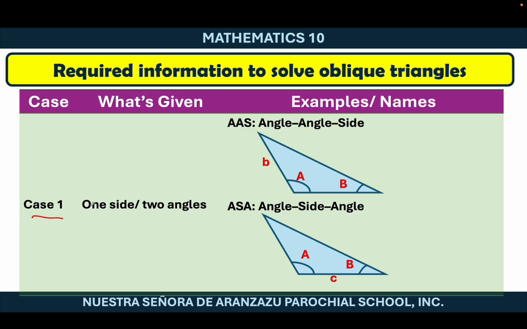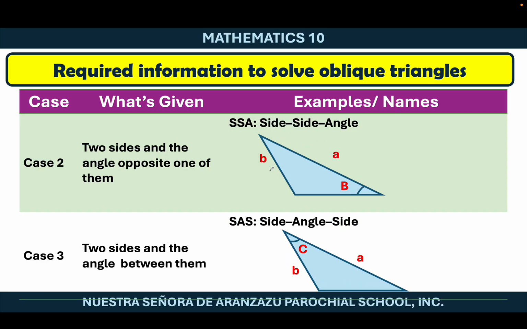For case 1, the given is one side and two angles. So it can be angle-angle-side or angle-side-angle. It is called angle-angle-side because the given are two interior angles and the side opposite one of the angles. Now for angle-side-angle, the given are two angles but the given side is the other side, not the opposite side. Side a is not given, side b is not given. So one is angle-angle-side, the other is angle-side-angle.